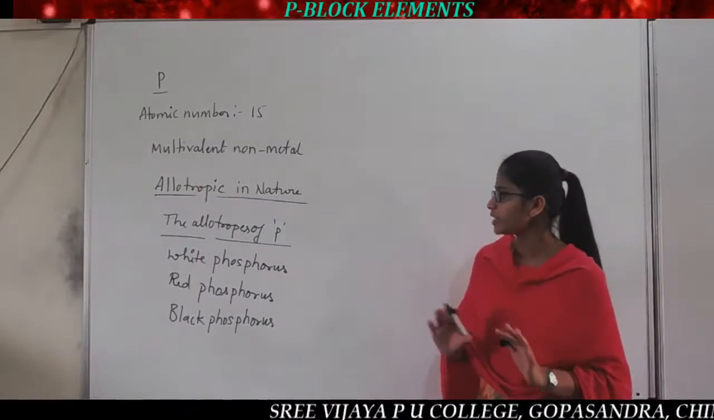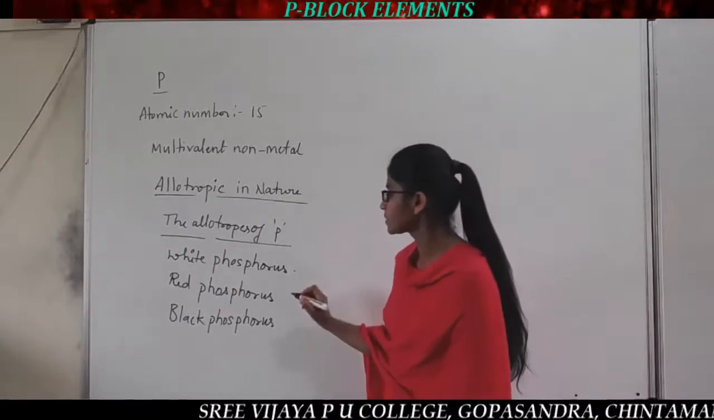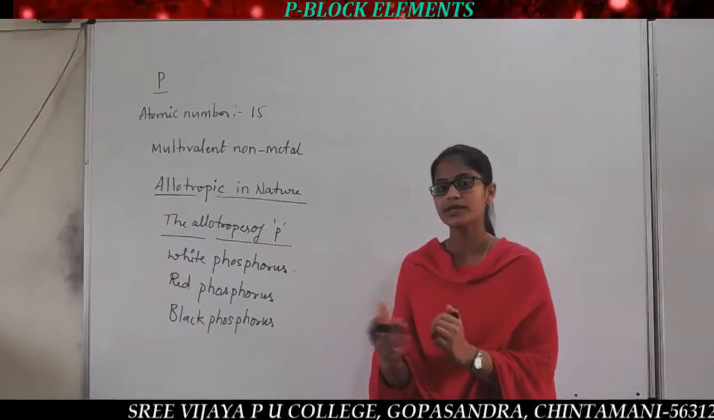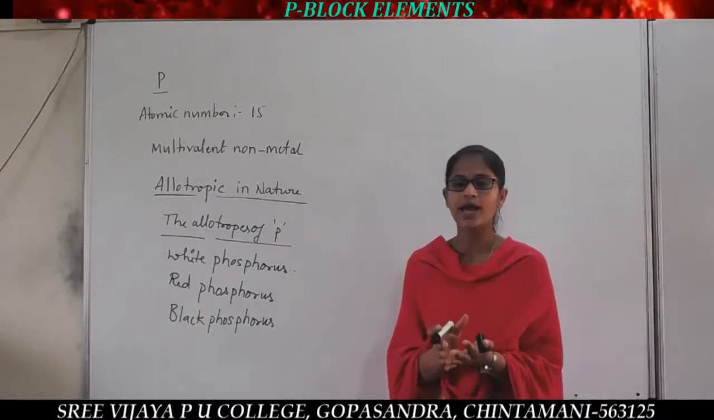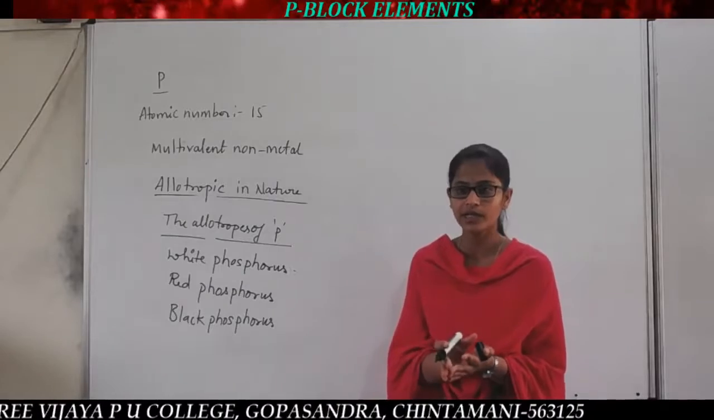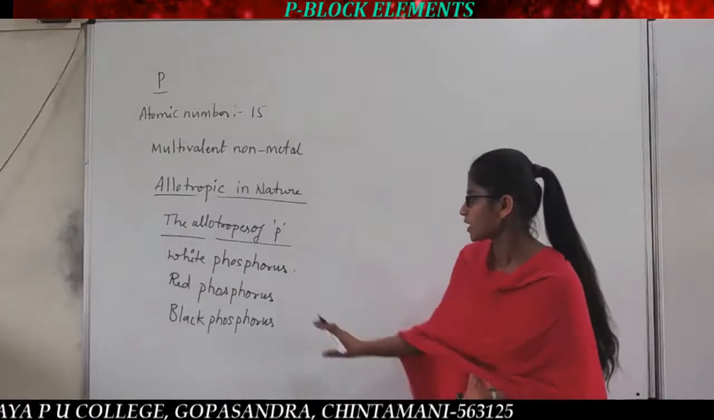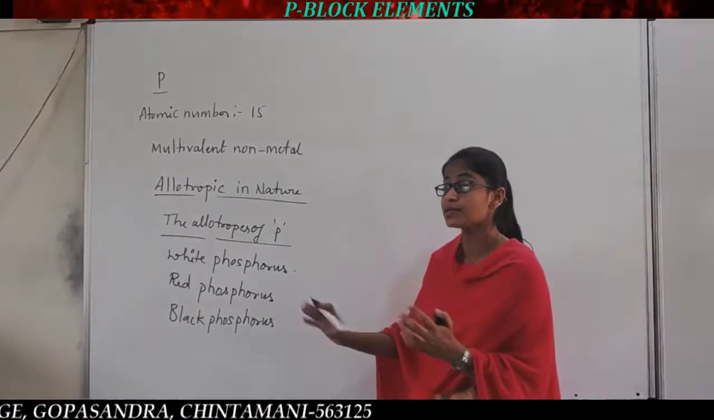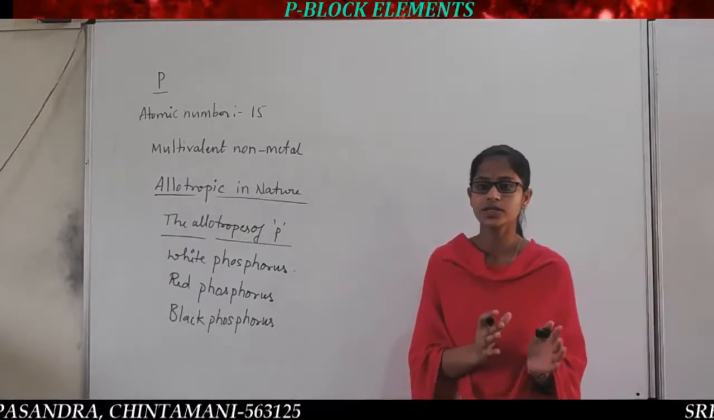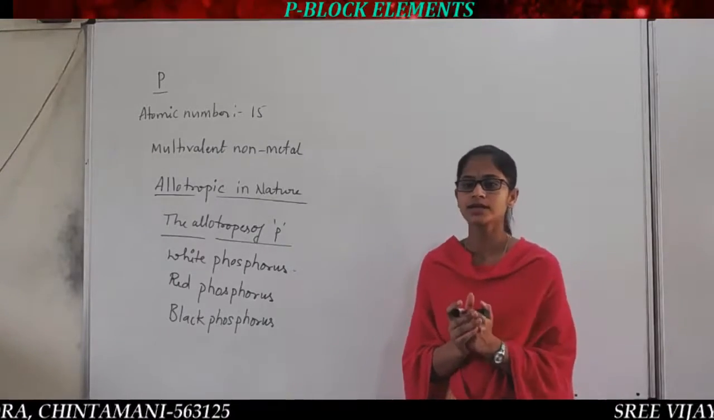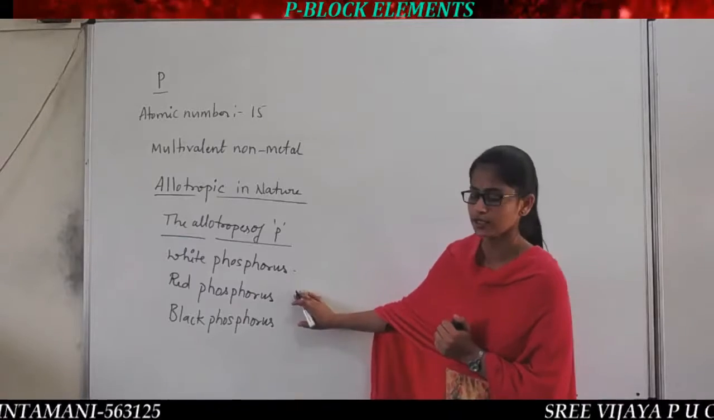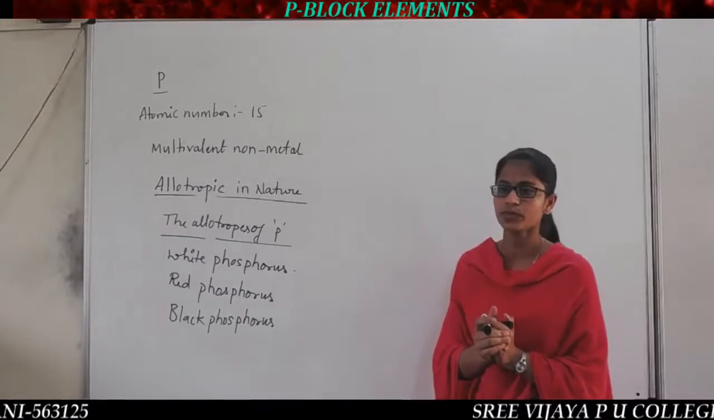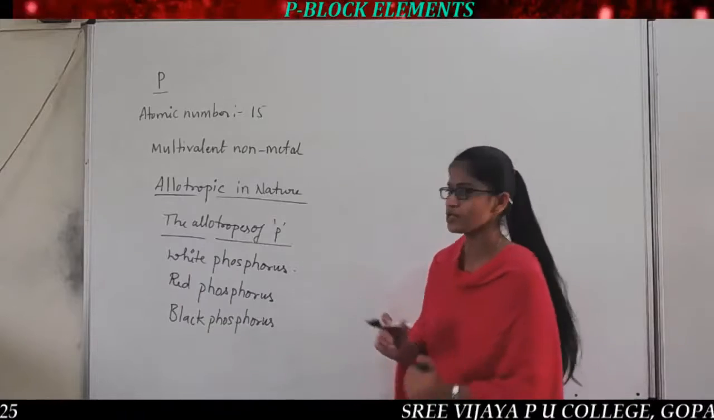So we have to study in detail. What is white phosphorus? How does it exist, in what form? What is its reactivity? What is its physical nature and chemical nature? We have to study in detail. Next, red phosphorus, the same thing: what is its physical nature, how does it exist in the form of a different structure? Even black phosphorus also. The first one is white phosphorus.